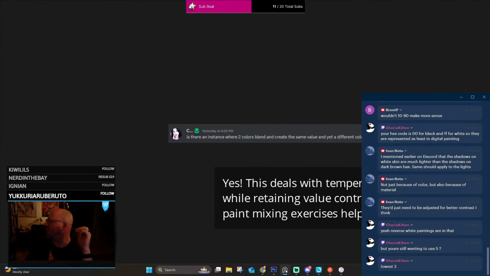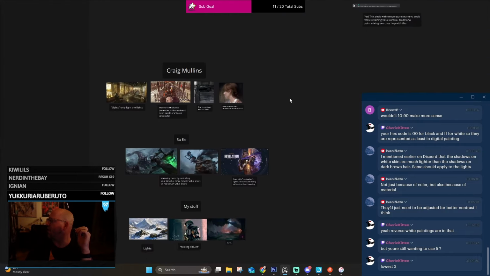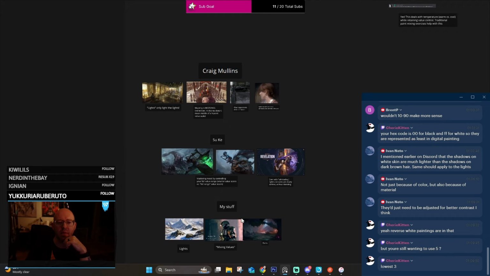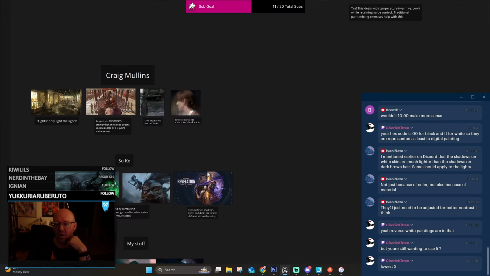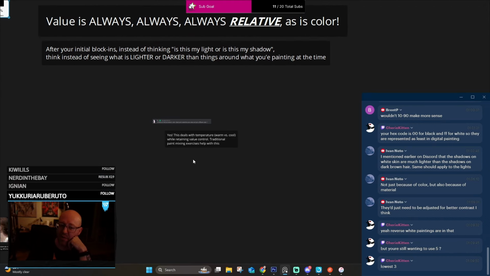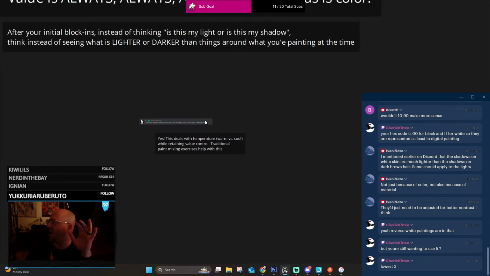Let's see, where are the other notes? Okay, so I have my list of people, including my stuff right here. But there's something I also want to talk about before we dig in, because we're going to be bringing up color a little bit. I'm going to try to shy away from the color side of it, but we're going to discuss it a little, right?